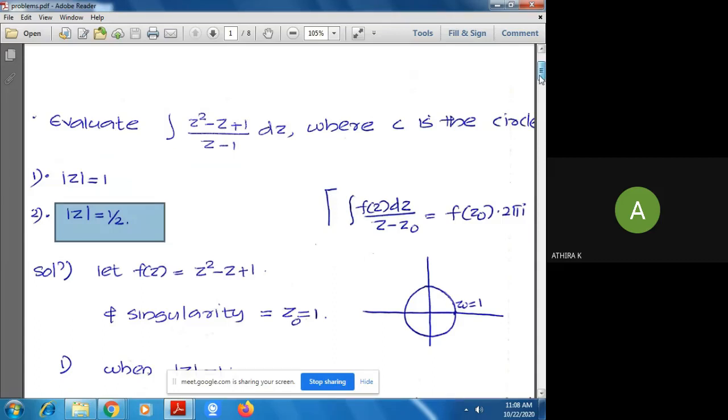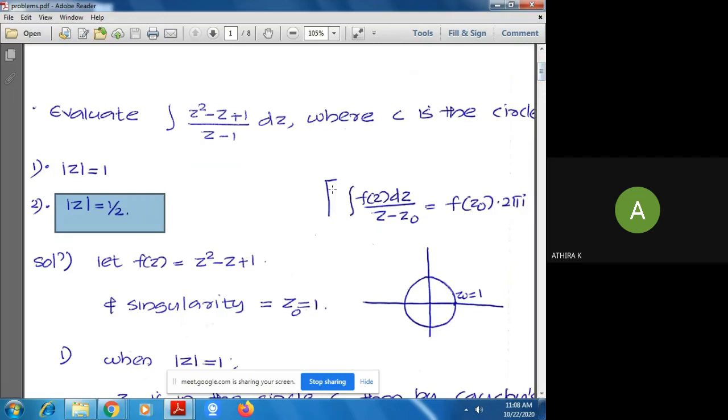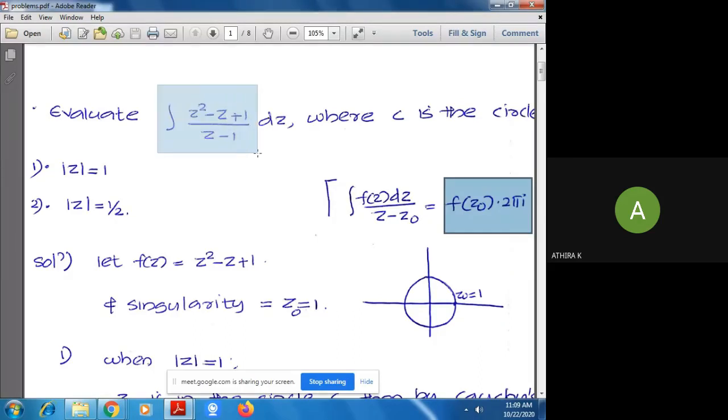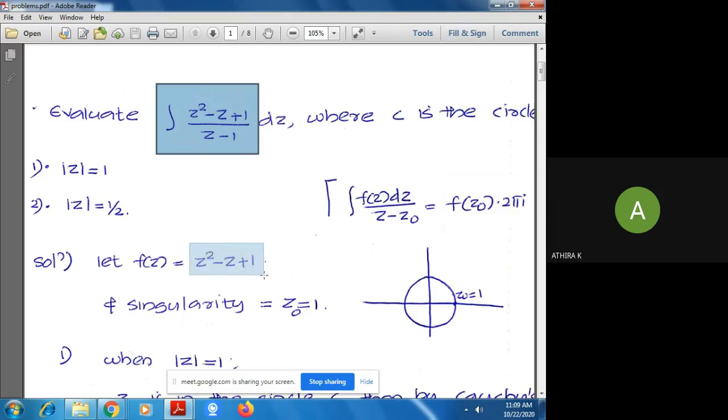So by our Cauchy integral formula, we have the integral of f of z dz divided by z minus z naught is equal to f of z naught into 2 pi i. Compare with our integral of z square minus z plus 1 divided by z minus 1, we get f of z is equal to z square minus z plus 1.